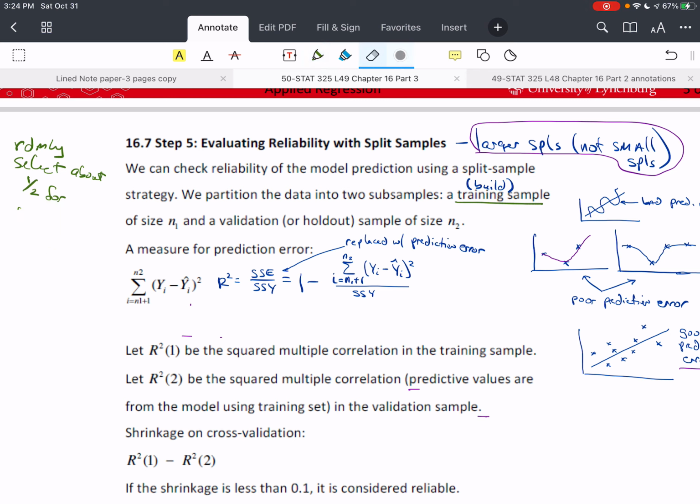So what we're going to do here is partition the data. We're going to randomly select half the data for our training data set, and then the remaining half will be our validation or holdout sample. And so N1 is the sample size for our training data set, and N2 is the sample size for our validation.